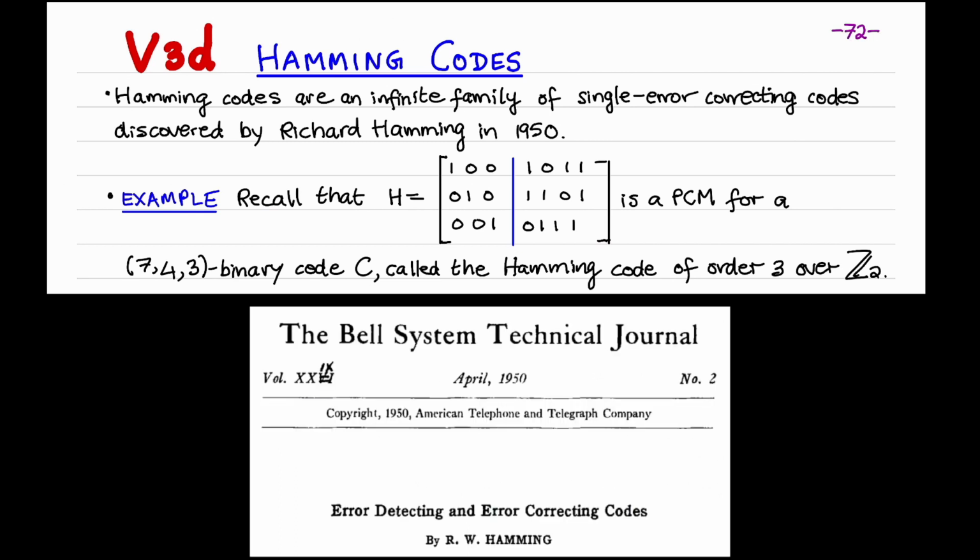Recall that a PCM for such a code must be a 3 by 7 matrix. Since its distance is 3 and it's a binary code, the columns of the PCM must be non-zero and distinct. And since there are only 7 non-zero vectors of length 3 over Z2, we had no choice but to include each of the 7 non-zero binary vectors of length 3 exactly once as a column of H. The only choice we really have is in the ordering of these columns, and a different ordering would give us an equivalent code to the one we constructed.